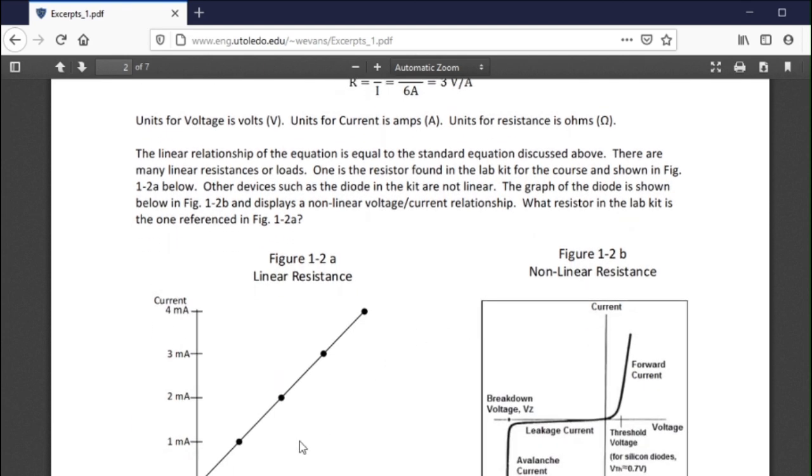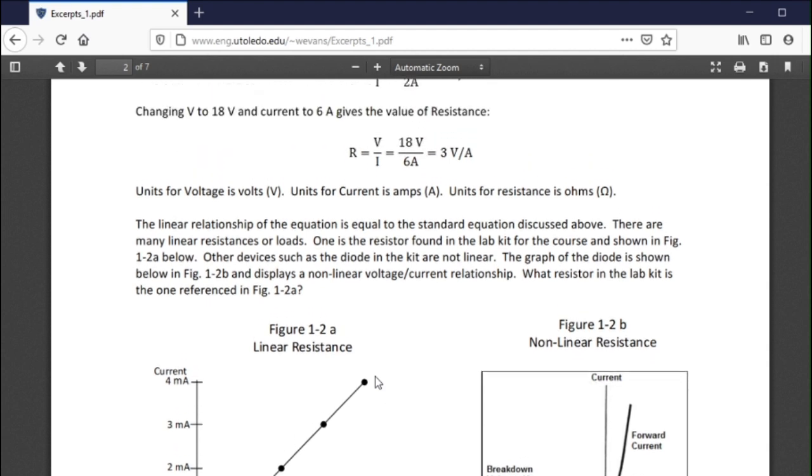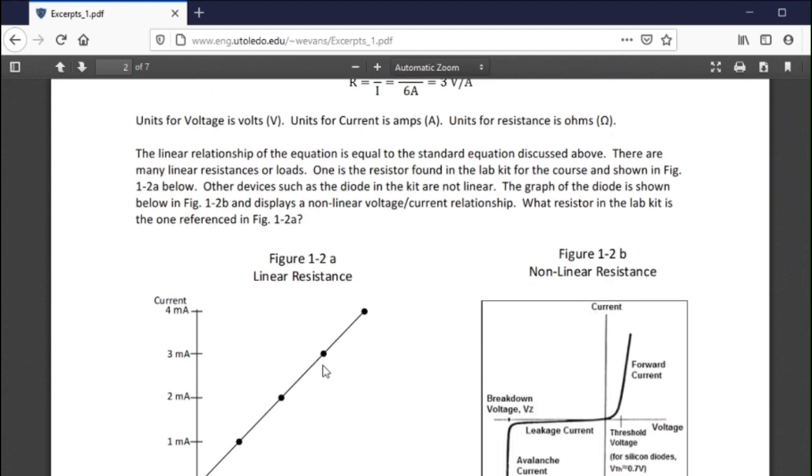Now here is a graph of I over V. Okay, so there it is. Y over X, I over V. So there it is. Now this is 1 over R. Don't forget that. This is the value of 1 over R. Is it linear? Yes, it is.